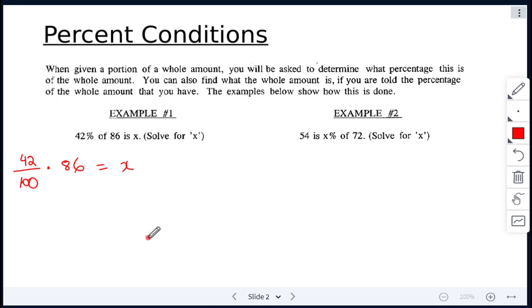and then we know it's equal to X. So here now you can just multiply, or you can just change that to your decimal and multiply using your calculator. You can do that as well. So 0.42 times 86 will give you your answer of X. Once you put that into your calculator, 0.42 multiplied by 86 gives me that X is equal to 36.12.